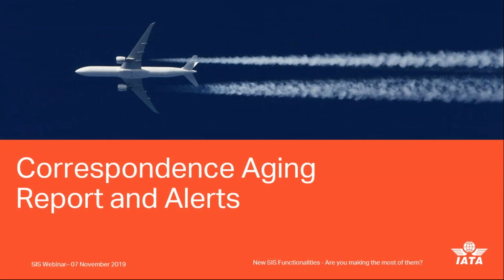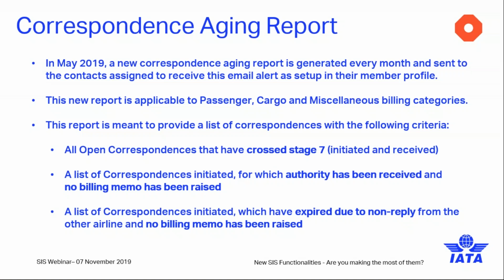The last section that we have is called the Correspondence Aging Report and Alerts. This was a new function or feature that was introduced in May of this year as well. A new correspondence aging report is generated each month and sent to the contacts that are assigned to receive this.